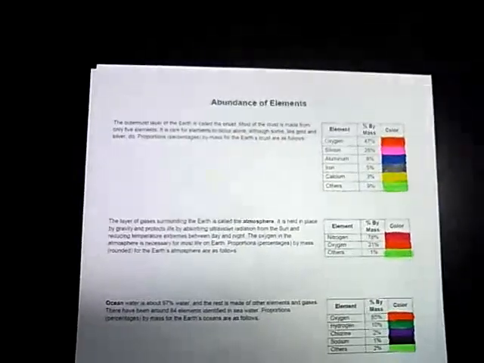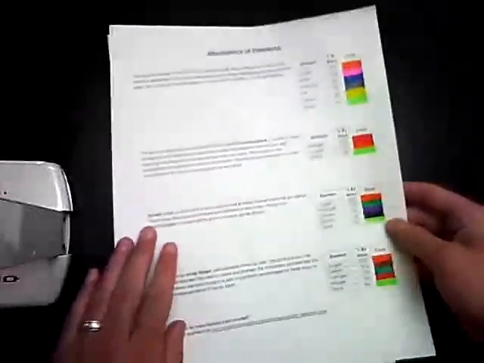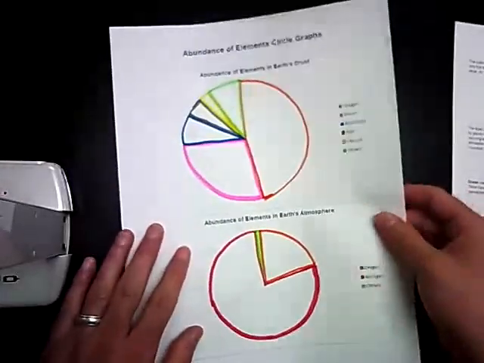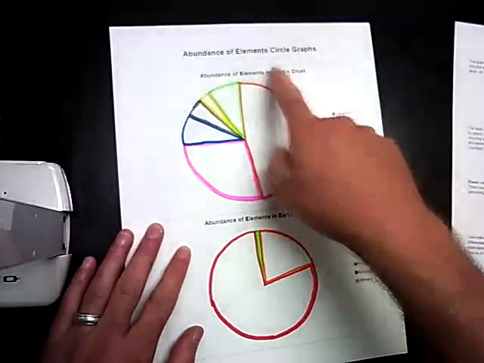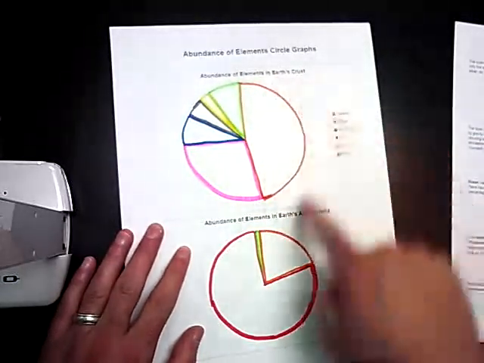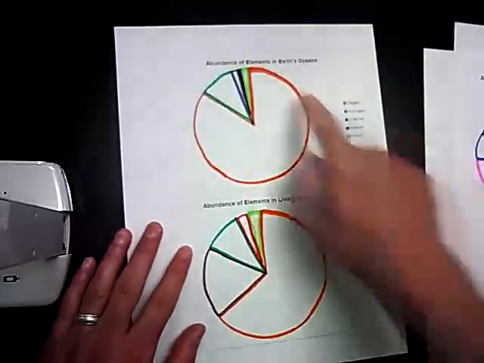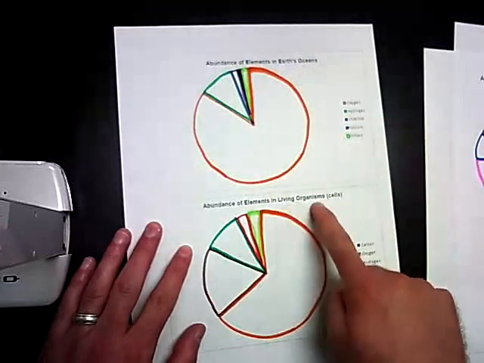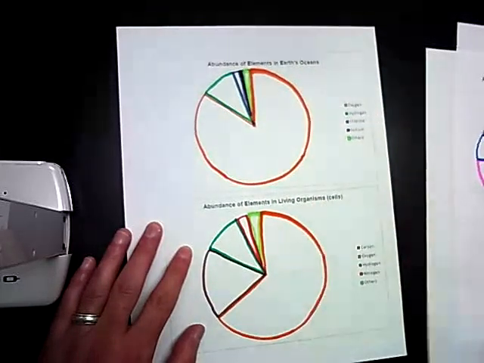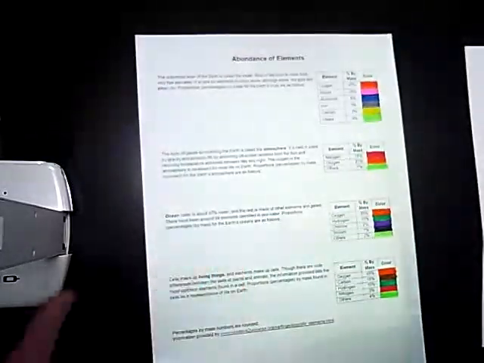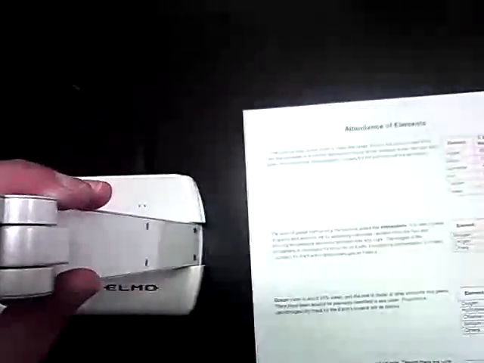Mr. Mayfield here. Today we're going to be talking about abundant elements in different parts of Earth. So we'll be looking at these three sheets right here. You can see mine's colored in. I'm going to explain how to do that shortly. You'll have circle graphs. You should have one for Earth's crust, Earth's atmosphere, and then Earth's oceans and living organisms or cells. I'm going to set these aside and we'll go back to this first sheet. We have to move quickly because you have a lot of color coding to do here.